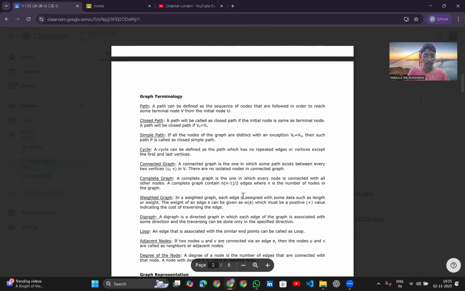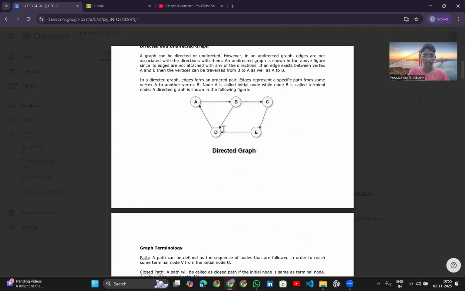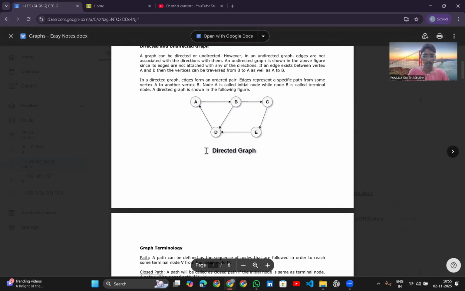Some graph terminologies. Path: a path can be defined as a sequence of nodes that are followed in order to reach some terminal node B from an initial node U. Closed path: a path which has the same initial and final node. For this we can see A, B, D and A. This is one path where the initial and final node is A.